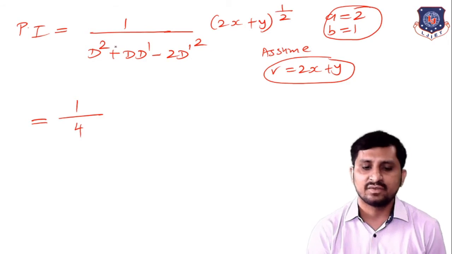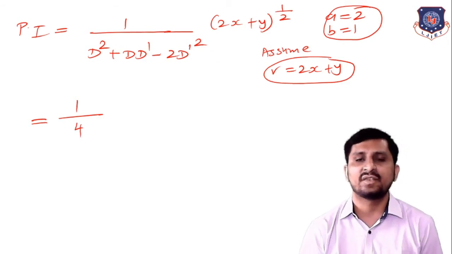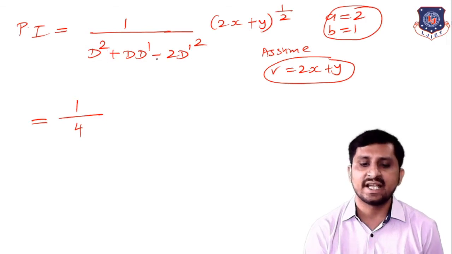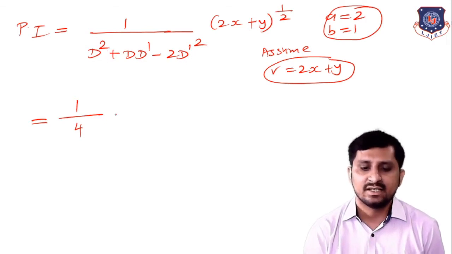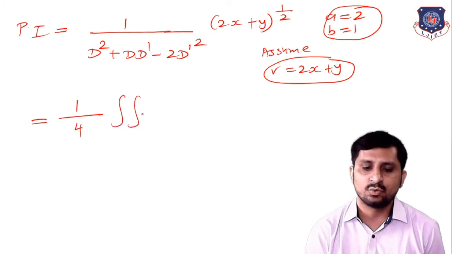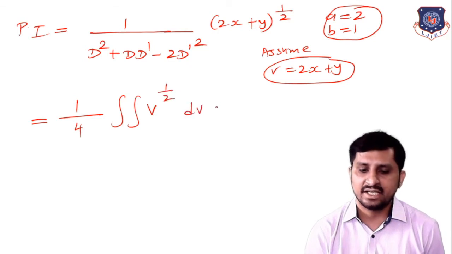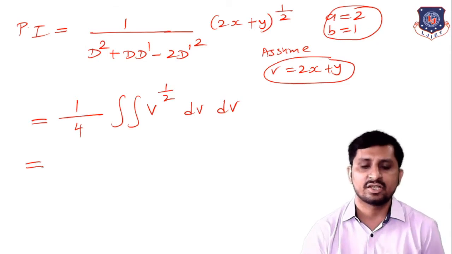Now because the degree of f of d dash is 2, because we have the function d square plus d dash minus 2 d dash square, that's why we have to integrate 2 times 2x plus y, that is v. So v raised to 1 by 2, dv. So now you just have to integrate this function 2 times.